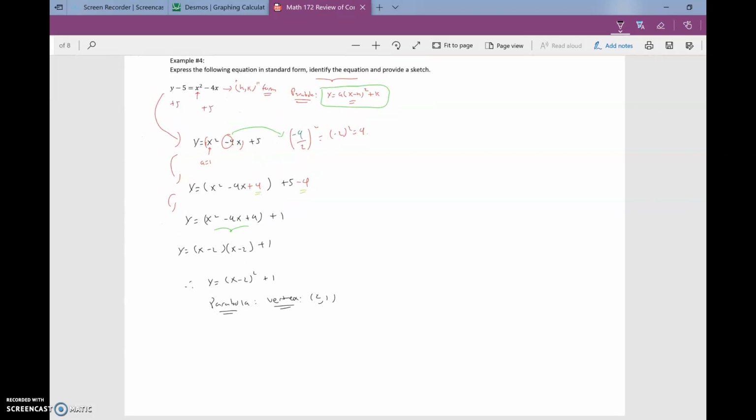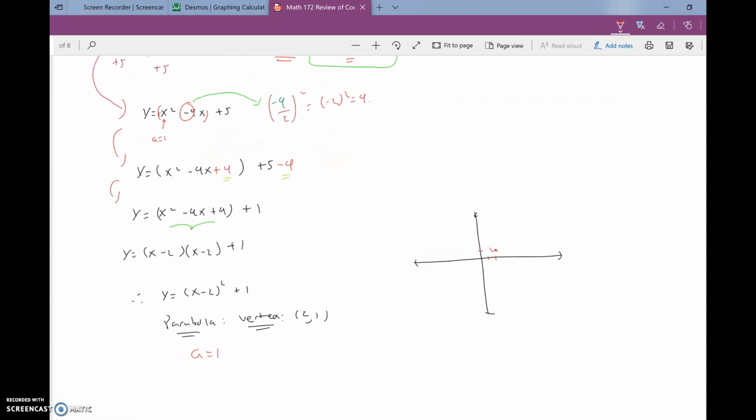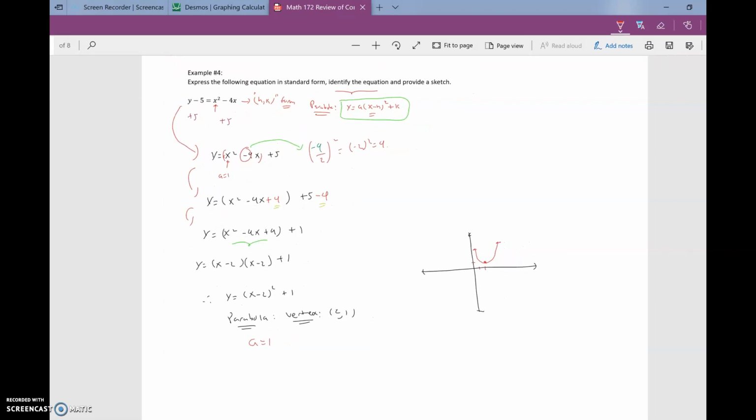So they want us to provide a sketch and identify the type, which we already did. And let me just provide a sketch of this one. The actual vertex is at (2, 1). The value of a is equal to 1, so your parabola is going to open upward. Let me fix this. So from here, it's going to open upward. And that's actually it for this one.